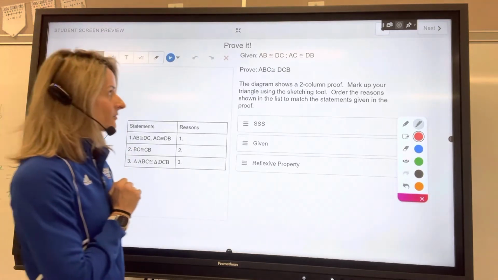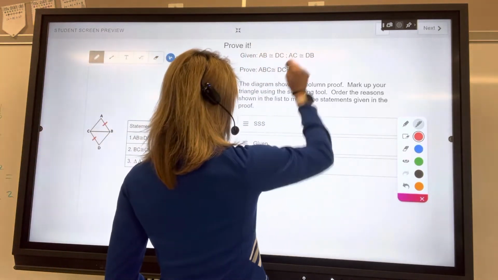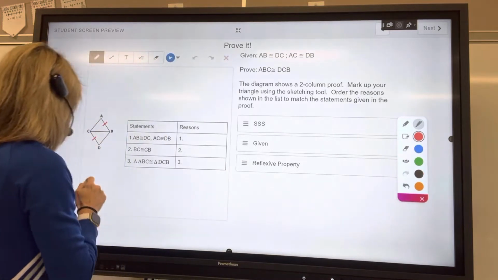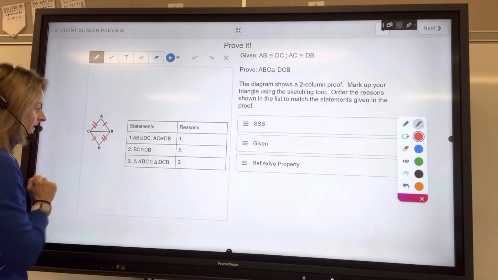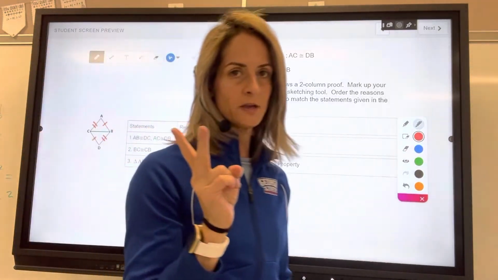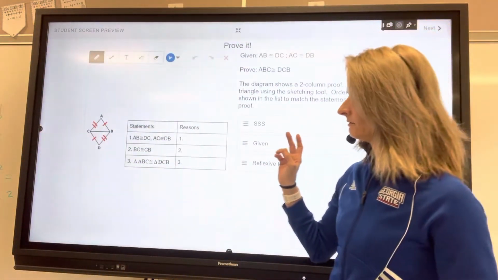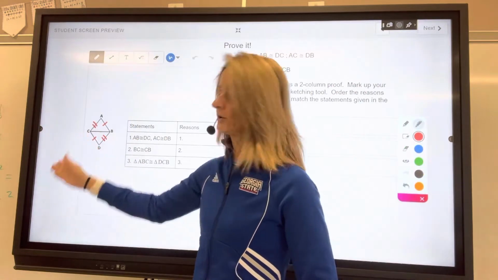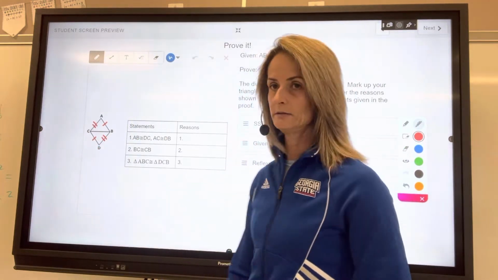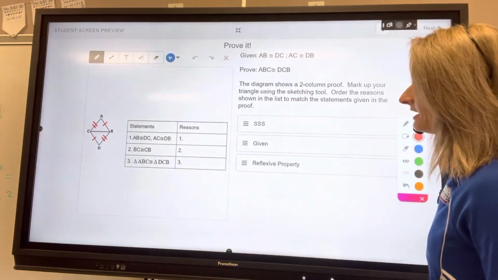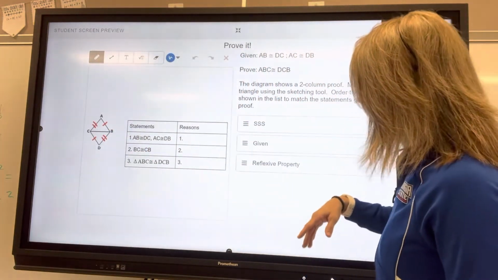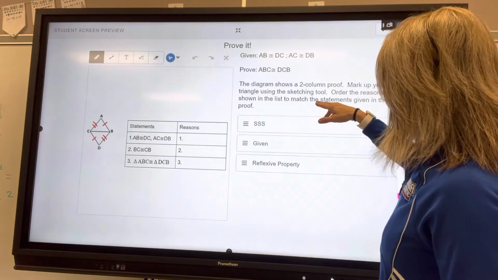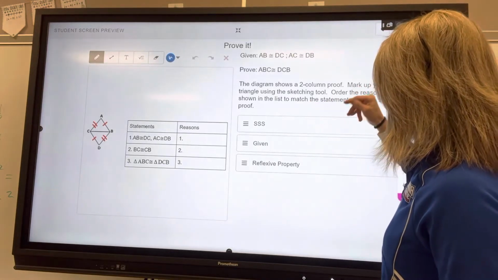Next piece of information that's given is AC is congruent to DB. Where is that? AC is over here. DB is over here. Put that on, and I put 2 marks because I wanted to show that these two are congruent and those two are congruent. So I just used 2 marks for the second side. So now that I've put the given information on my diagram, the diagram shows a 2-column proof. Mark up your triangle using the sketching tool.